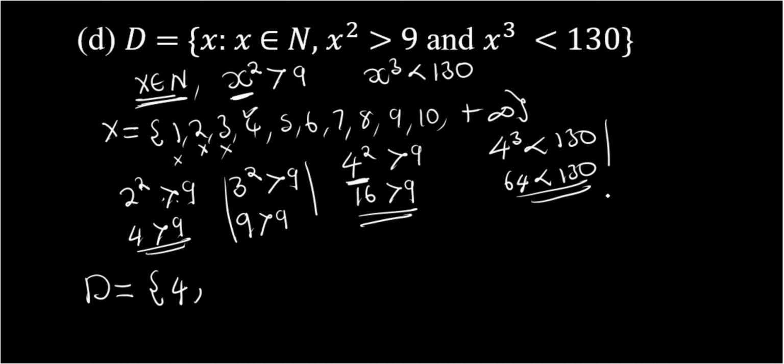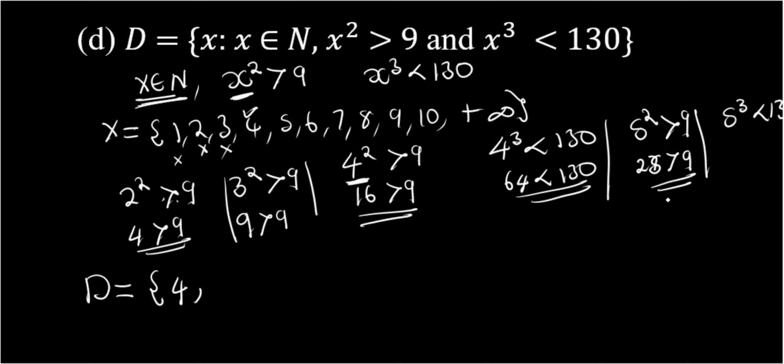Then you go to the next one, which is 5. If I put 5 where there's squared, it will be 5 squared, which is 25. 25 is greater than 9, that's true. Now you put 5 where there's cubed. 5 cubed is 125, and 125 is less than 130. That is true. How about 6? If I get 6, it will be 36. Yes, 36 is greater than 9.